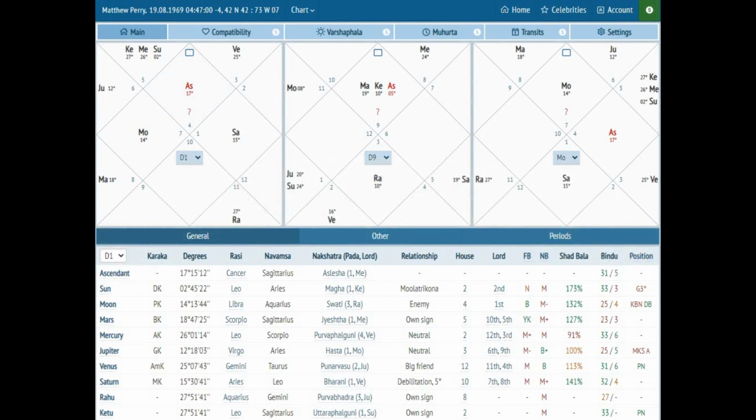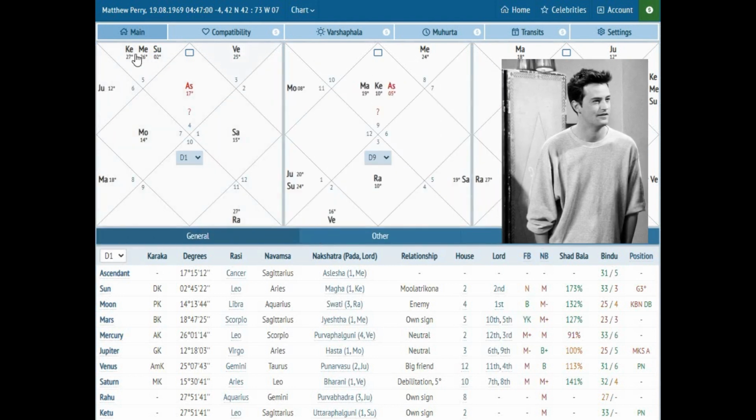So here we have Matthew Perry's chart, and we have the different placements of the planets on his card. We have 12 houses. The most difficult thing is to understand the reading of the passport, because you can do it by yourself, but you won't have any idea how to read it. What does it mean that you have, for example, Venus in the 12th house?